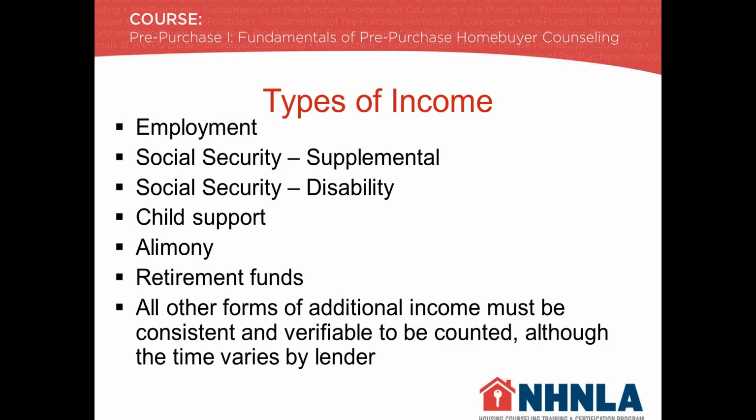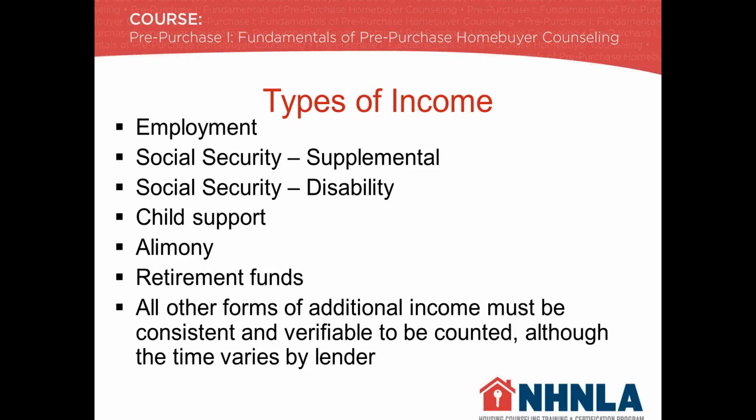So you may have the traditional employment information. So you've got someone who just works a traditional job. You may also see Social Security income, and this could be various forms of Social Security. It could be SSI, which is Supplemental Security Income. It could be standard retirement Social Security. You might also see Social Security disability income.